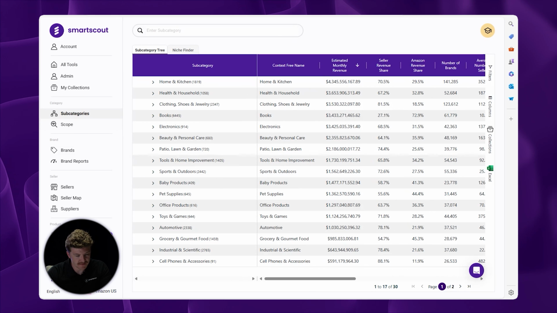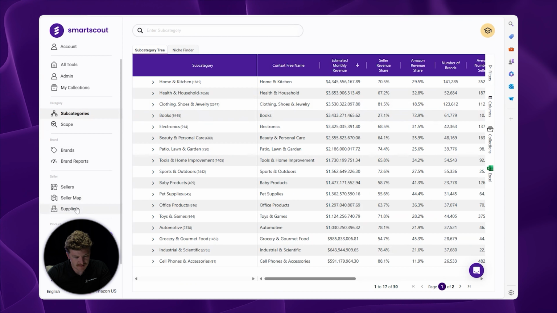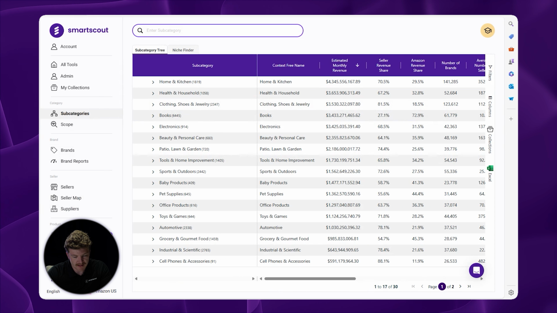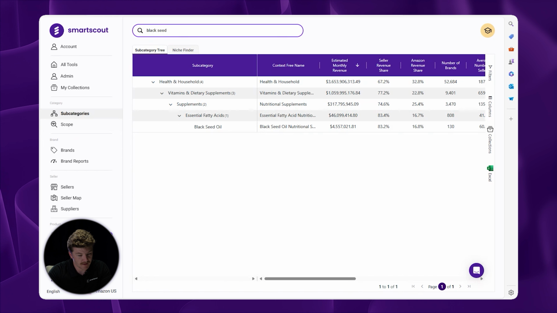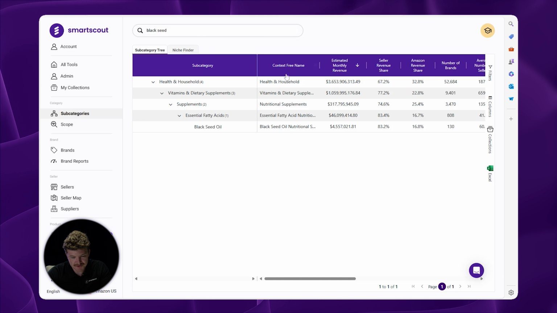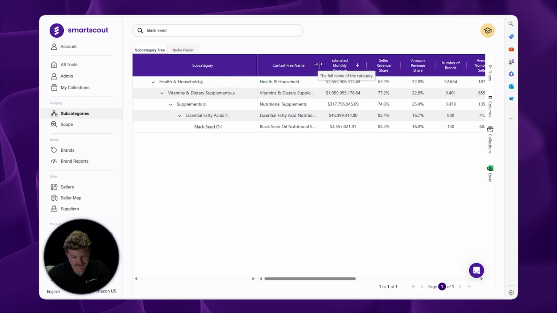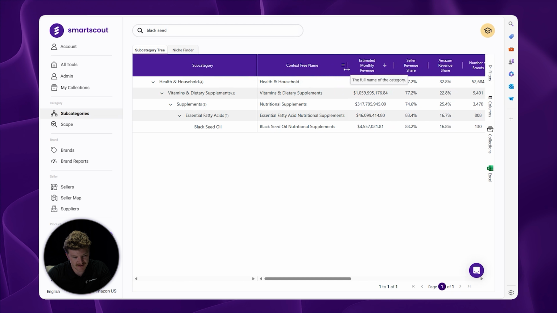Okay, so now that we're inside of Smart Scout, let's go through a few different things. You can see over here in the far left, I have navigated to the subcategories tool within Smart Scout. I understand that the subcategory I want to analyze is a little bit niche. It's called the black seed subcategory, right? Black seed oil. I've done a little bit of preliminary research prior to this, and I've identified there's some good potential here, and this is what my teammates want to explore.